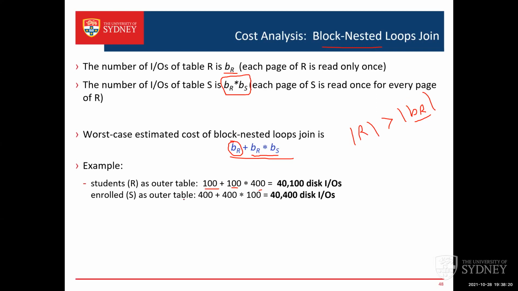And in here, we can see the same thing. Which one should we use as the outer table? We need to make a decision. So whichever has the lower number of blocks, we'll use that. Right. Hopefully that's making sense.